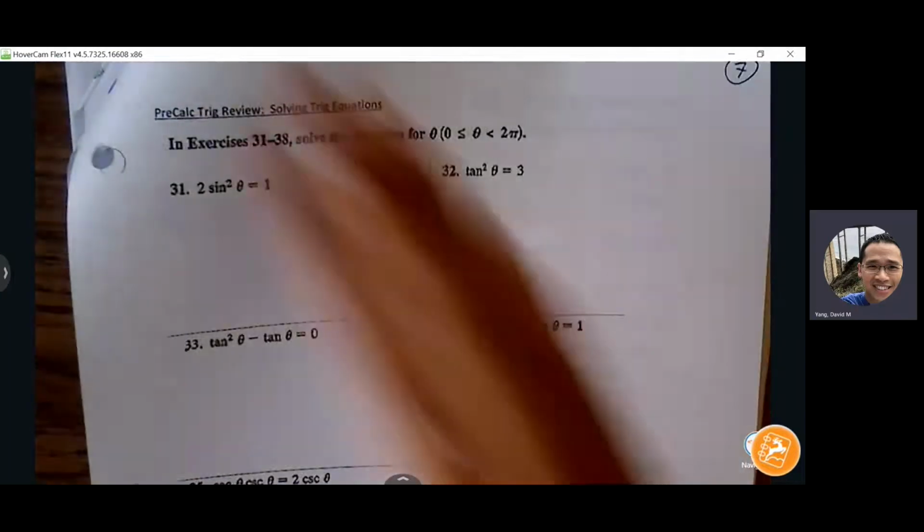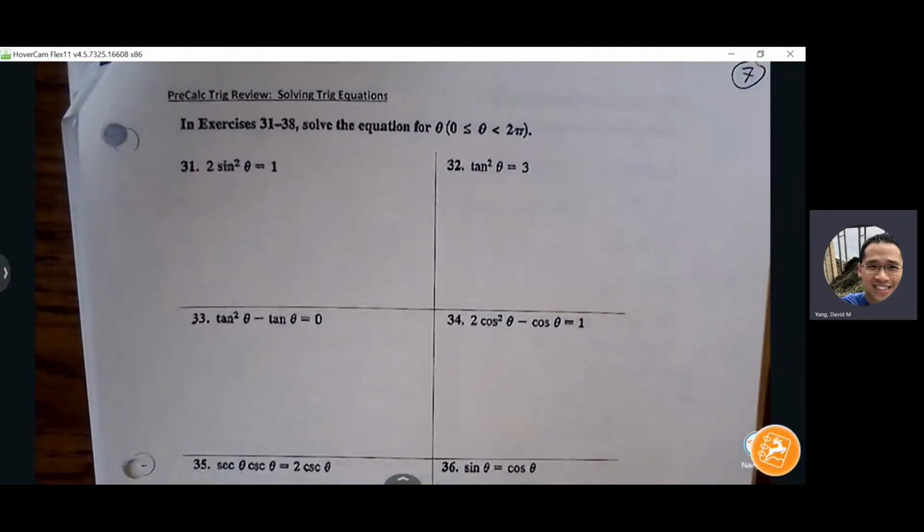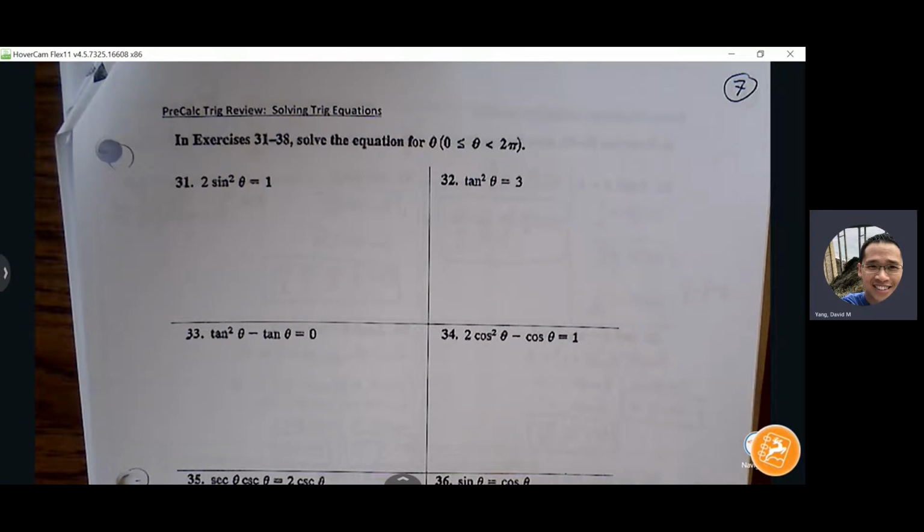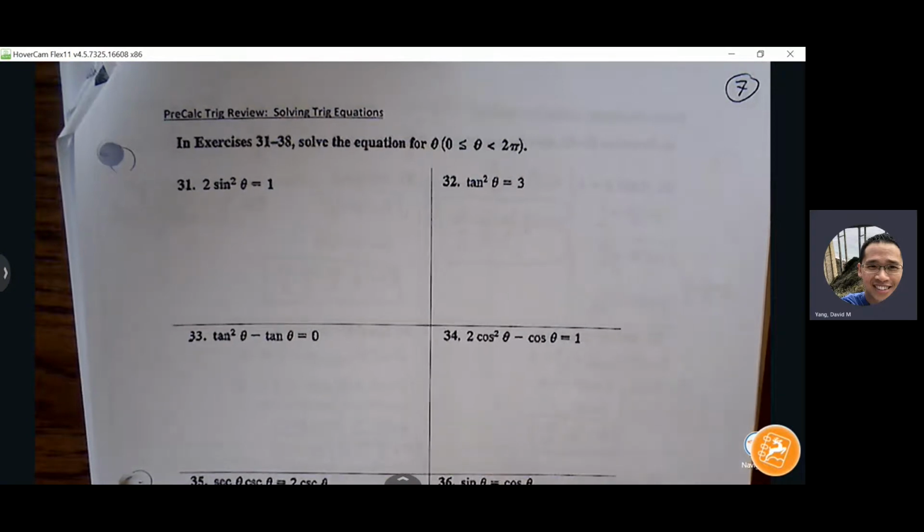Okay, let's try number 31 and 34 on page 7. Okay, we're going to solve for theta, but first let's try to get sine by itself. I'm going to divide by 2.